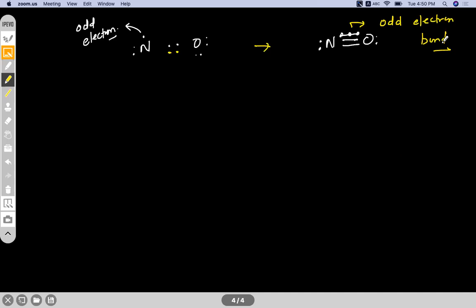How do you know that the molecule has an odd electron bond? You count the number of electrons. If it is an odd number, the molecule has an odd electron bond. Okay, got it?